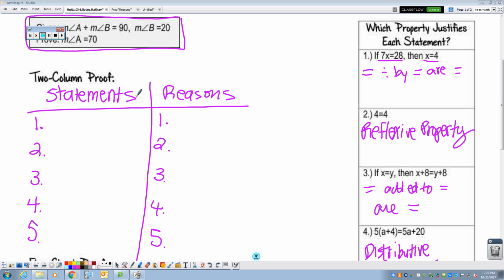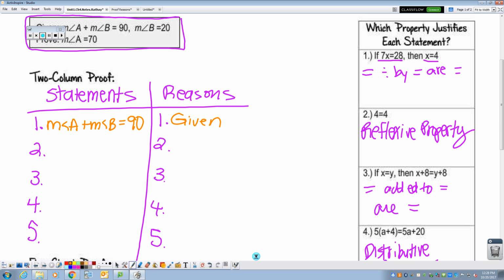And now we're going to fill in the reasons for our proof. In a proof, we want to start with our given. So my first piece of given information is that the measure of angle A plus the measure of angle B is 90. And I know that that's true because it's given. It told me it's true.